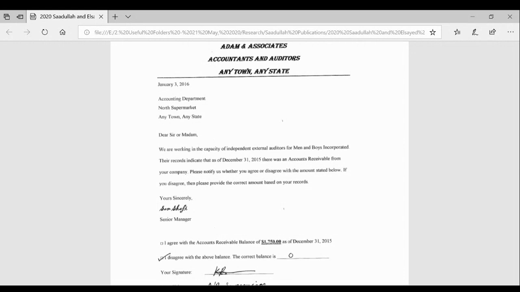Men and Boys. Are you having any difficulty? Are you following? You're auditing your company's Adam and Associates. You're auditing Men and Boys. You come to the balance sheet of Men and Boys and you see the accounts receivable. Now you go to the general ledger to see the details of the accounts receivable. In there you find North Supermarket and you take that as a sample. You then confirm this balance and you find that there is a difference between the client's records and the audited amount.